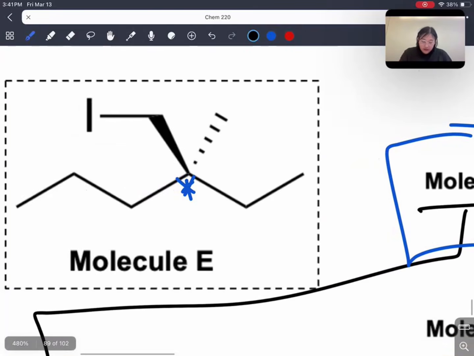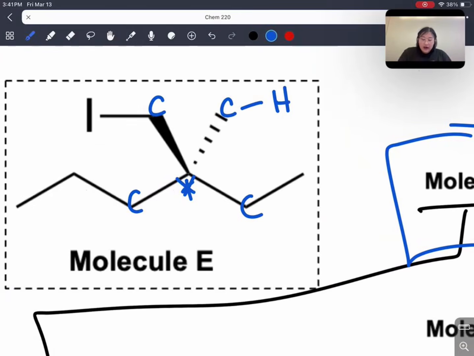if we were to assign priority, we have a carbon, and a carbon, and a carbon, and a carbon. We have four carbons, okay? So that's the same everywhere, right? So now we have to go to the next atom out. After this carbon, we have an H. So now we're comparing an H and then another C.